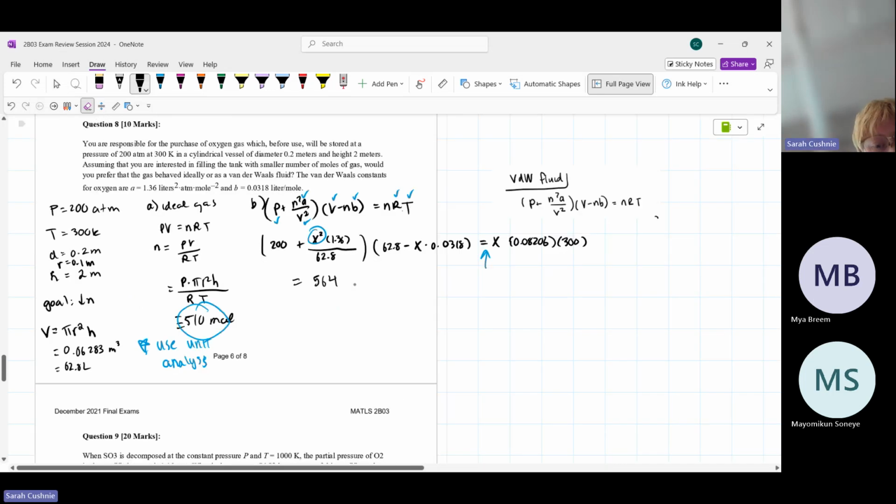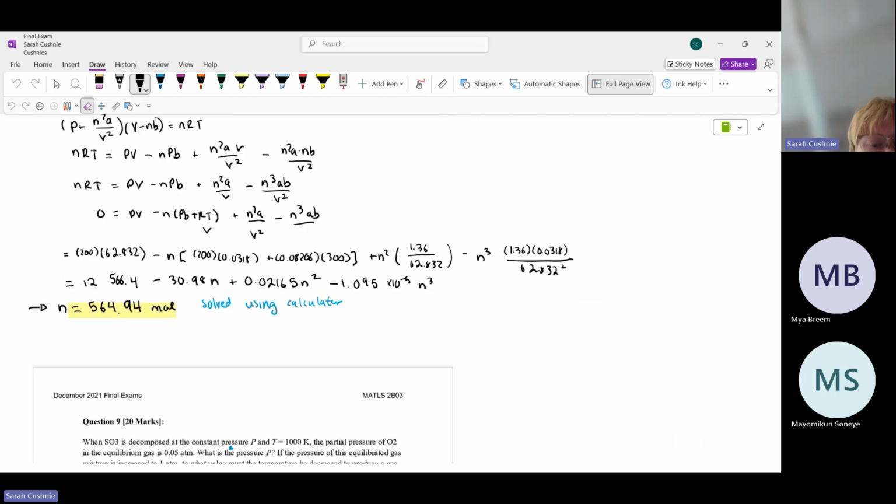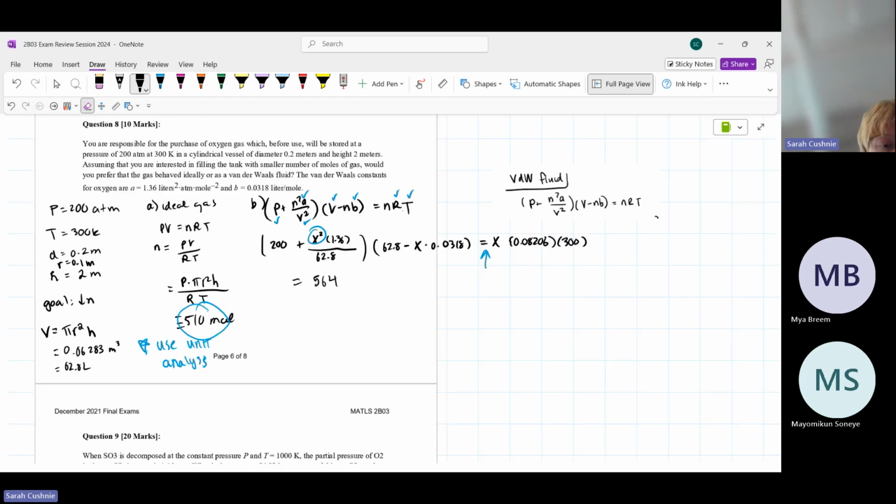I think I actually just killed my calculator. Golly, I did kill my calculator. I typed it in wrong. But if you solve this properly, you should get a value of 564. We're not going to look at that. Theoretically, it should work. That's what I did to solve this equation. We get 564.94 moles. That was a failed experiment, but alas, such is life.